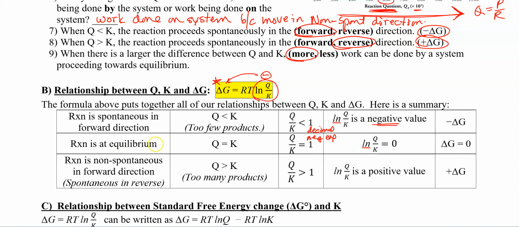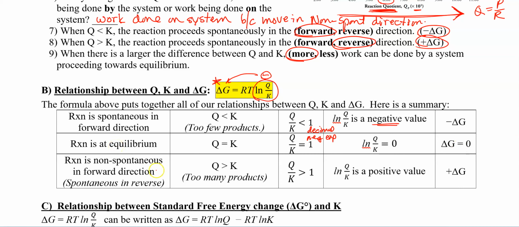When the reaction is at equilibrium, it's very easy. Q is equal to K, so obviously Q over K equals 1. You take the ln of Q over K, which is the ln of 1. Ln of 1 is equal to 0, right? So e to the 0th power is equal to 1. So delta G is equal to 0. So when delta G is equal to 0, you are also at equilibrium.